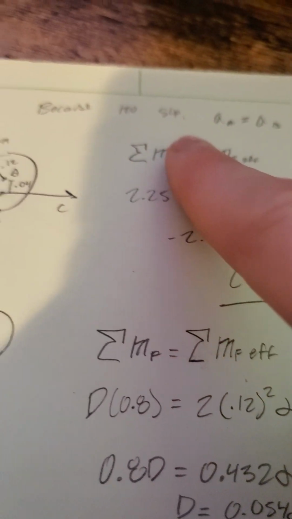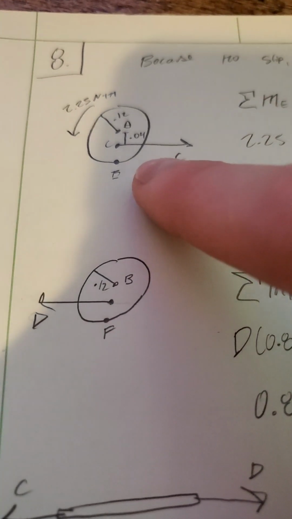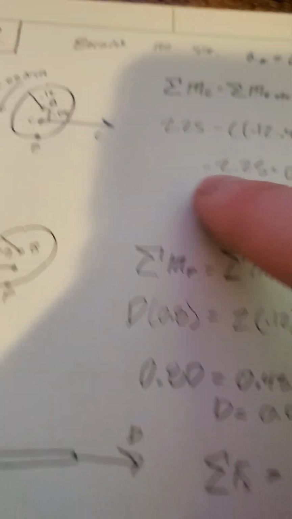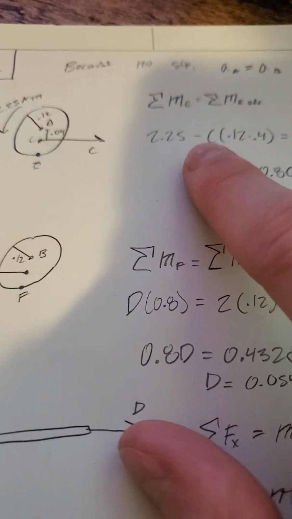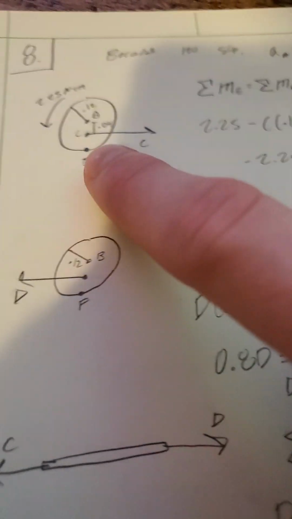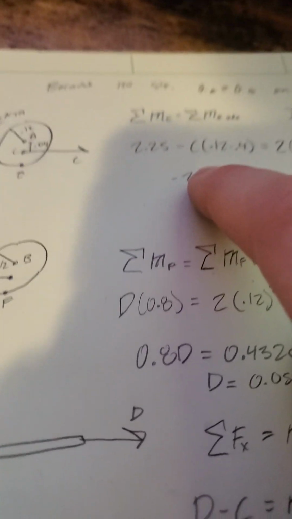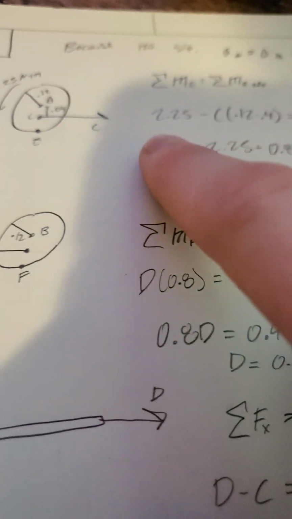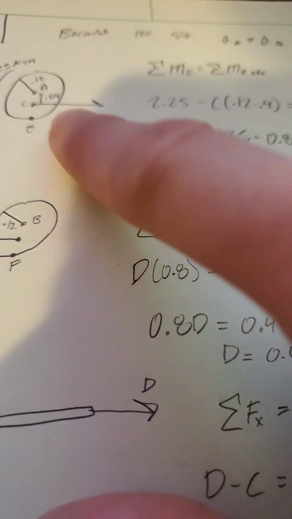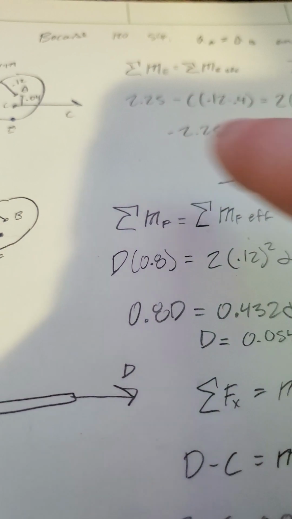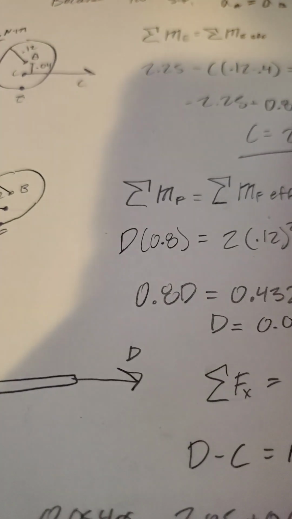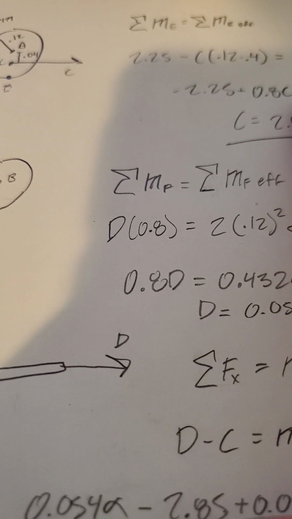And then I went ahead and just took the moments about E on the A disk first. So we have the total moment, which is given to us, which is nice. And then we have the force at C from the bar times the distance, which is the radius minus that 0.04.